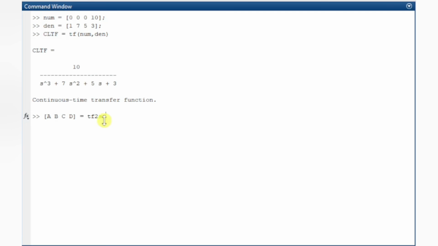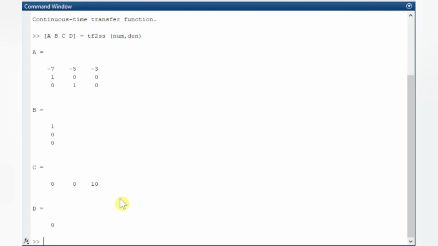See, this is very simple. Transfer function to state space. If we need to find the transfer function from the state space representation, then we will use state space to transfer function. But here we need to find transfer function to state space. Okay, so tf2ss of numerator comma denominator will give you the state space representation. Okay, see, this is in the controllable canonical form.